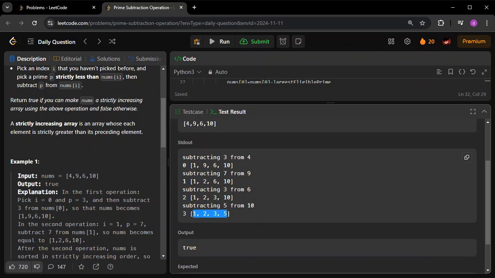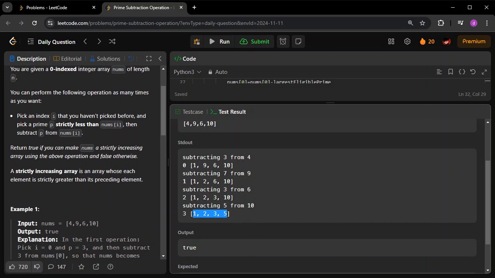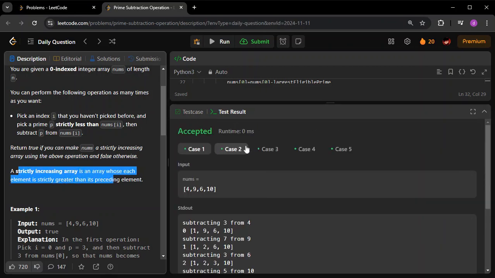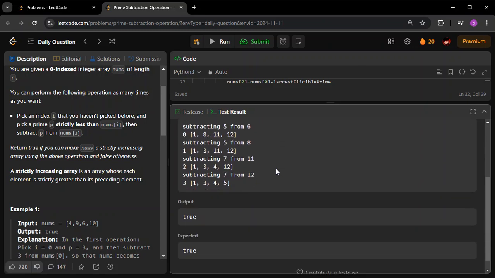Everywhere it worked. That is, every element is greater than its previous element, even after subtraction, even before subtraction. So finally we have an array which is strictly increasing, so we can return true. I return true here. If you see, that is going to be the output. Okay, fine. Let us see one case now where the output is false.